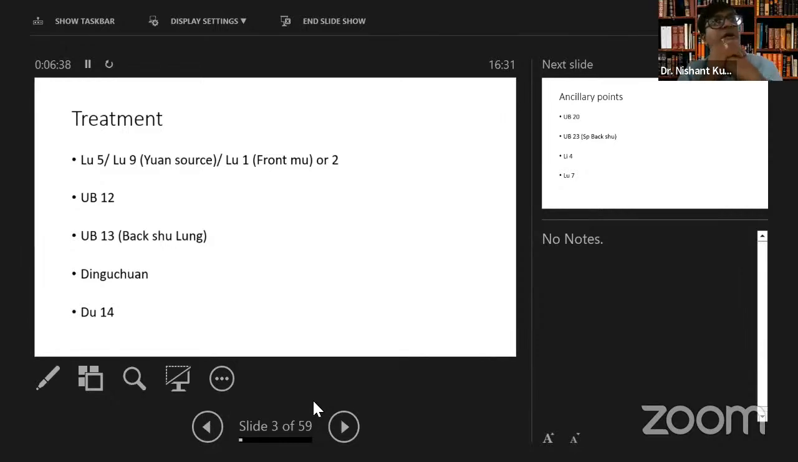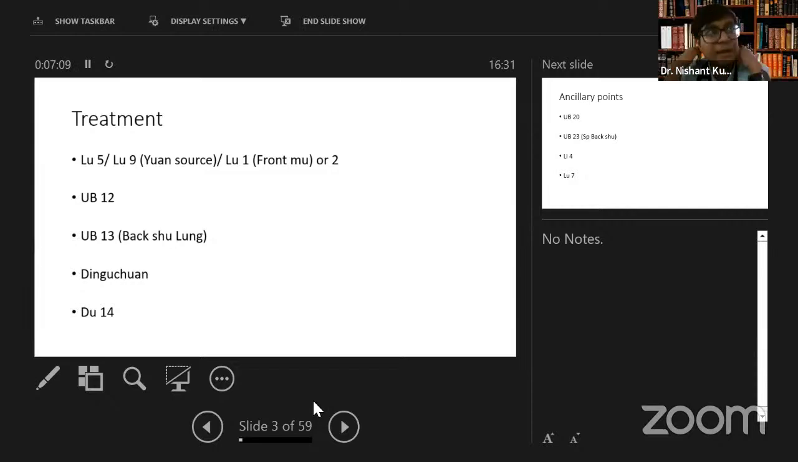UB12 and UB13 are where? The UB channel is the easiest, it is on the back. Where? UB12 is T2, 1.5 shun lateral to the midline. UB13 is T3, 1.5 shun lateral, right?